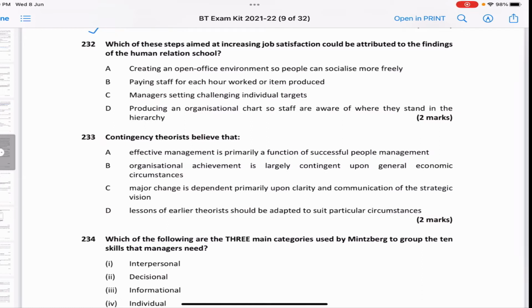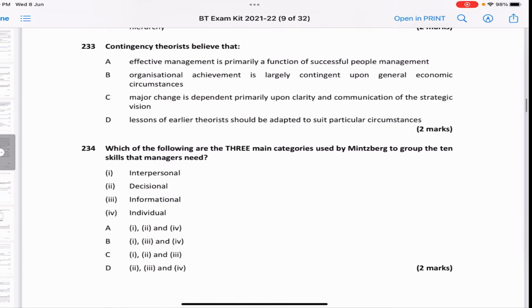What do you think the answer is? So the answer is A, because the Human Relations School given by Elton Mayo was just talking about the fact that we need human relations and we need to see how we are related to people, and that's what really matters in an organization. Contingency theorists believe that effective management is primarily a function of successful people management.